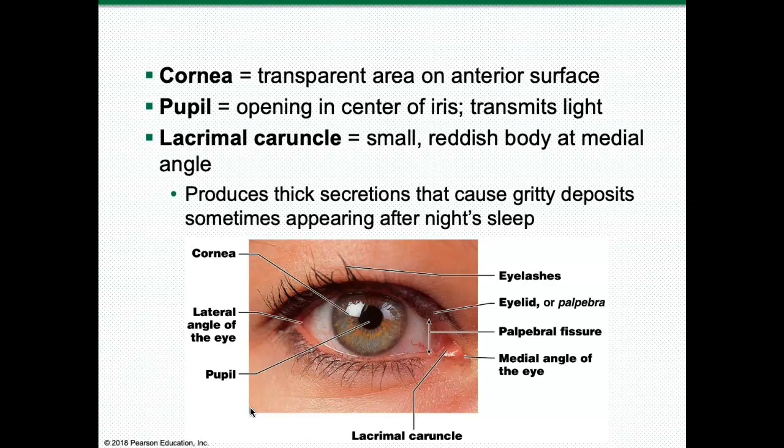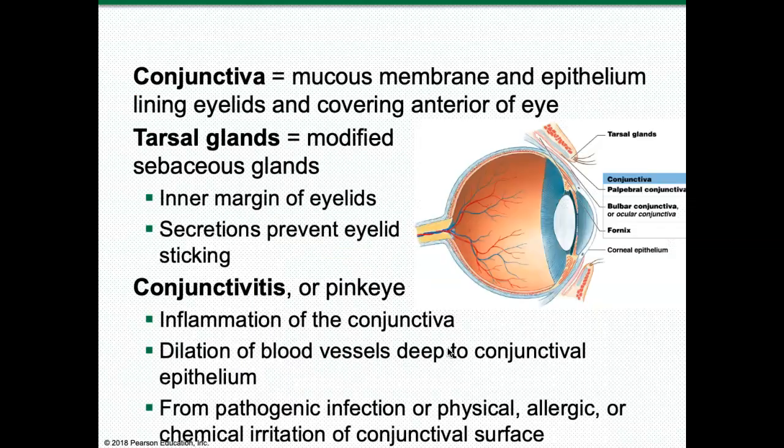The cornea, we can't see it because it's transparent and it is on this anterior surface of the eye. The pupil is not a structure, it is an opening. So right in the center of the colored portion of the eye, here is the pupil. The lacrimal caruncle is a small reddish body at the medial angle of the eye. And this will produce thick secretions that sometimes cause sand to land in your eyes as you sleep.